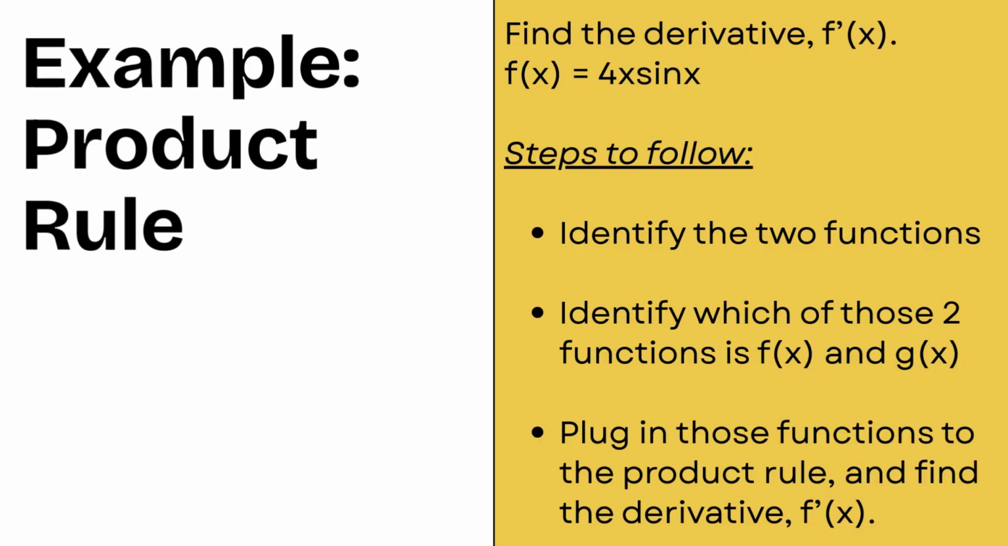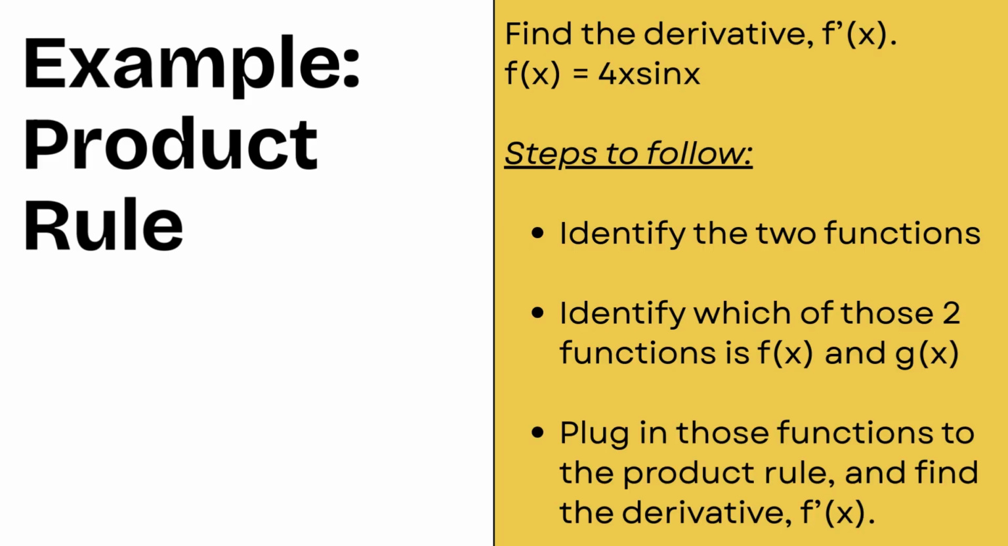So we have an example here where we can utilize our knowledge of the product rule and of derivatives. We're asked to find the derivative f prime x, and we have to notice and identify what we're trying to find, right? We're trying to find the first derivative of the function given. We're not trying to find the second derivative. We're not trying to find the third derivative, just the first derivative itself. So our function given is f of x is equal to 4x sine x.